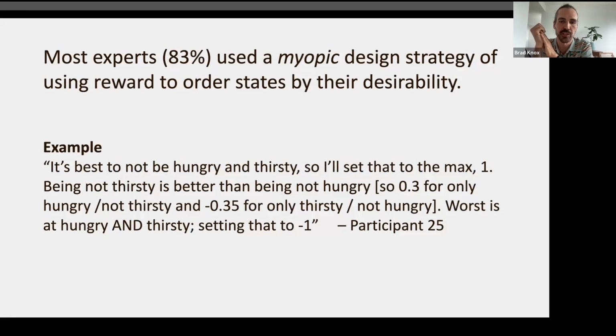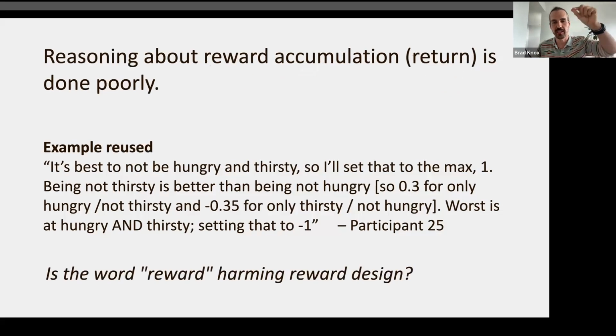So most experts used a myopic design strategy where reward was ranking different groups of states by their desirability. And I won't go into the details here, but the flip side of this is that by just ranking states by their desirability, they didn't seem to be thinking about how these rewards would accumulate to make return. And so they might be endorsing staying in worse states that are more frequent, because those smaller rewards for the worst states still add up to a higher return. And so the agent never seeks these like better states.